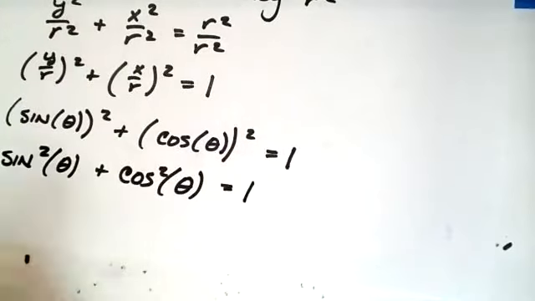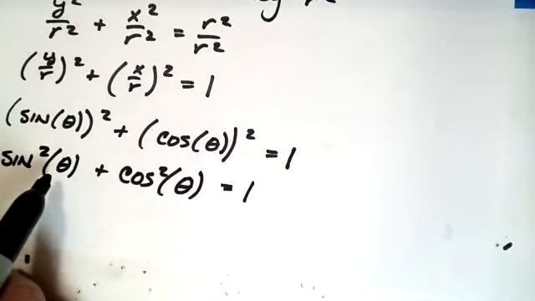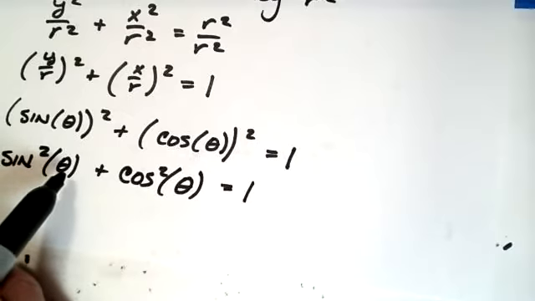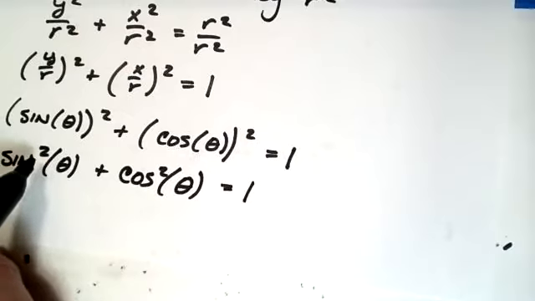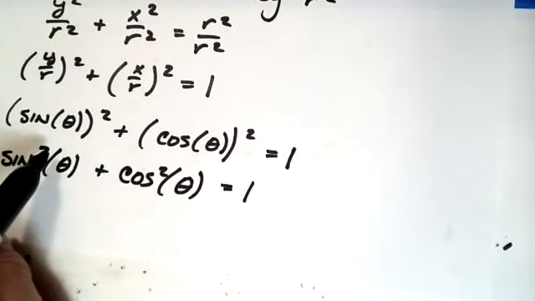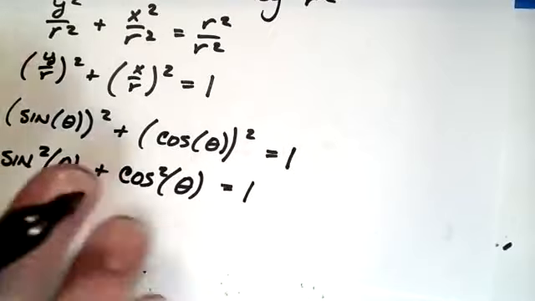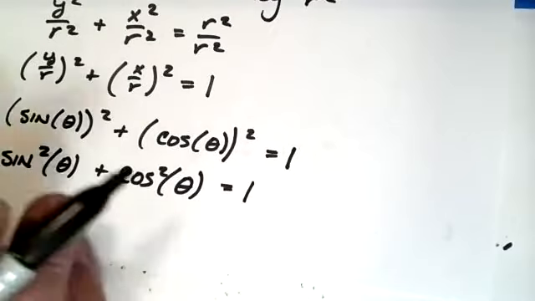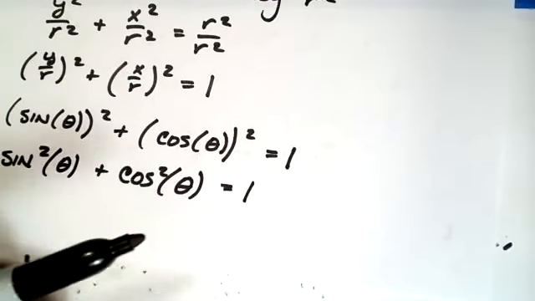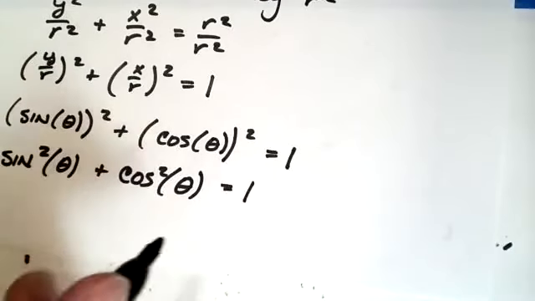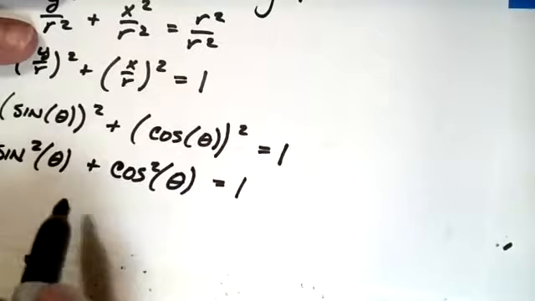This is why I said from the very beginning to be really careful about always putting the argument inside of parentheses, because if you aren't doing that, this can start to look like sine of 2 times theta, right? Which is a totally different thing. Sine of 2 theta is hardly ever equal to sine squared of theta. I mean, it can be, but it's a rarity.